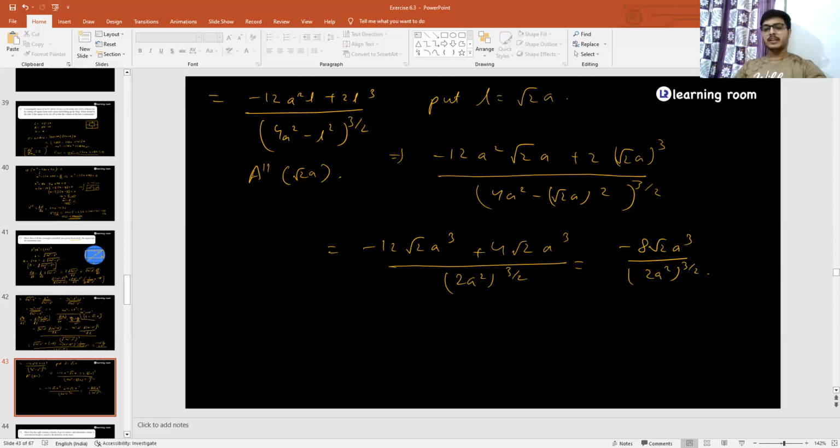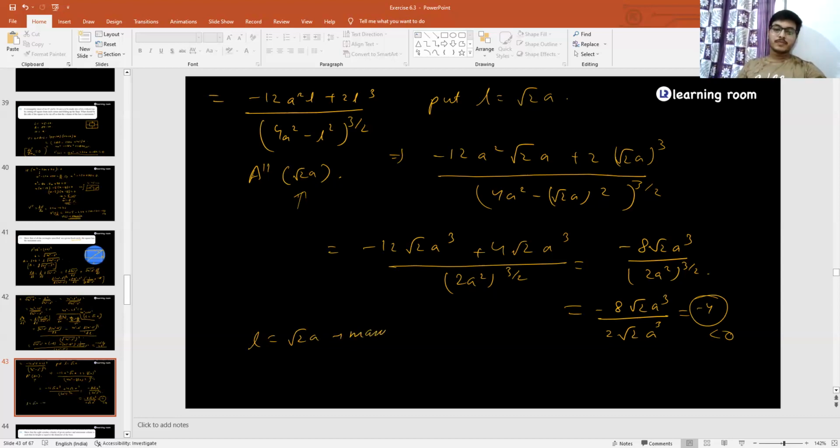So you can see from there that you get a negative value. Agree or not? If you want to solve more, minus 8 root 2 a cube upon 2 to the power 3 by 2, which is 2 root 2, and a cube. So you'll get minus 4 to be exact. That is negative. That means this value is giving me what? Maxima. So l is equal to root 2 times a is maxima.